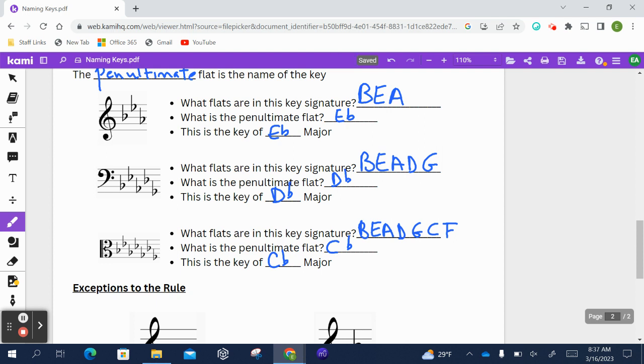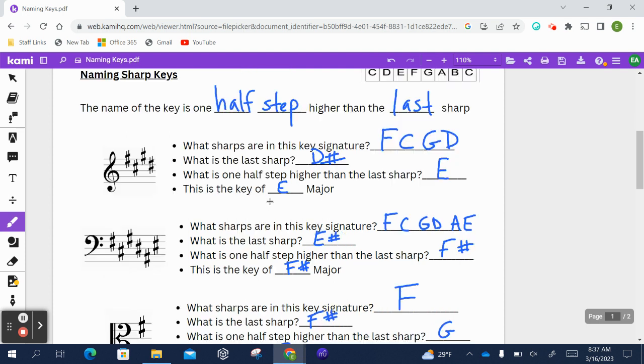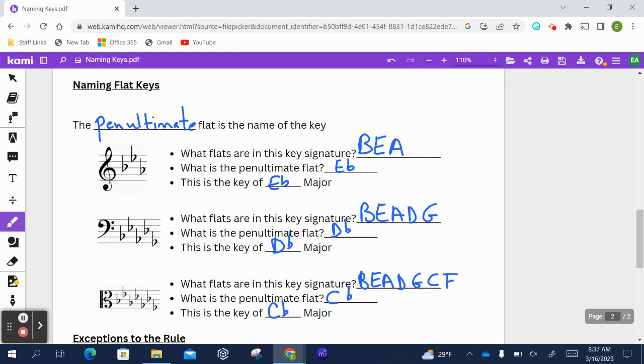All right, so quick review: sharp keys, you find the last sharp and go up a half step to get the name of the key. Flats, you find the second to last flat, and that is the name of the key. Make sure you include the flat with it, though. It would not be correct to say this is E major. This is E flat major.